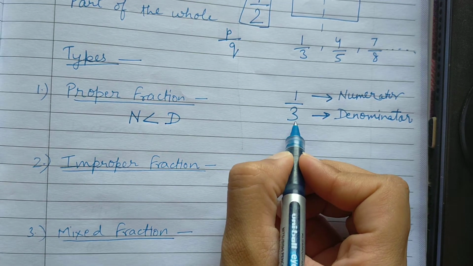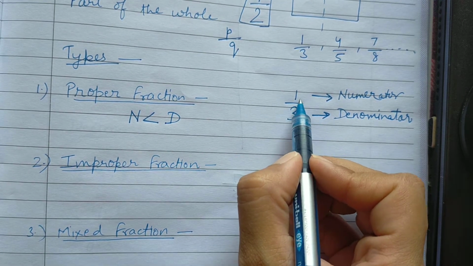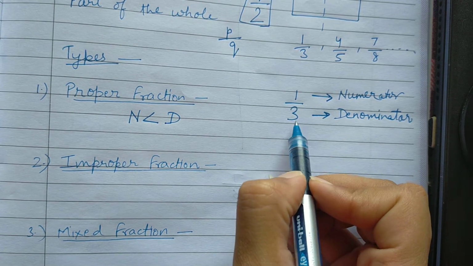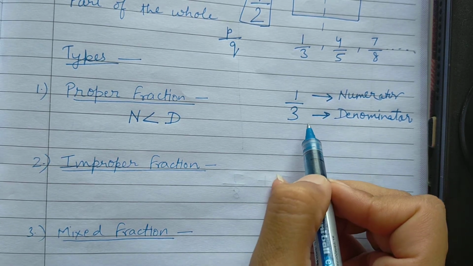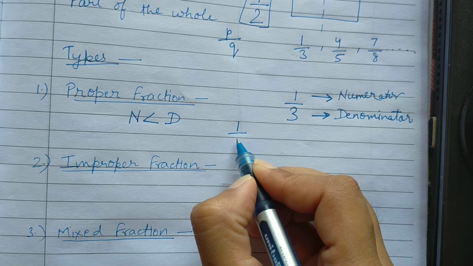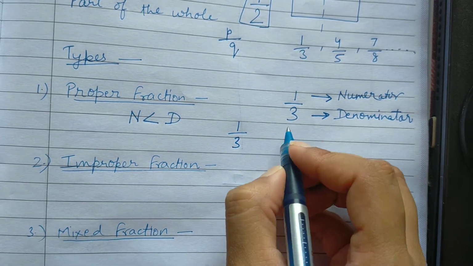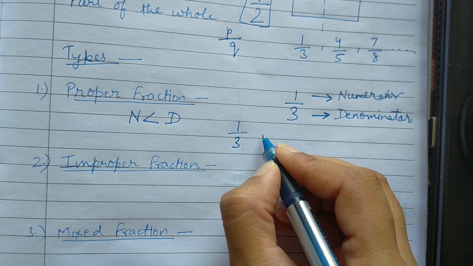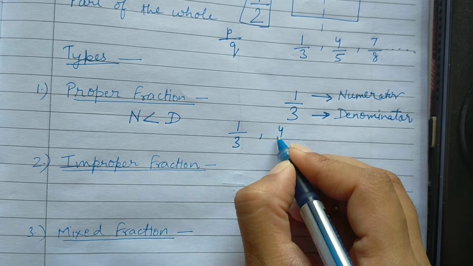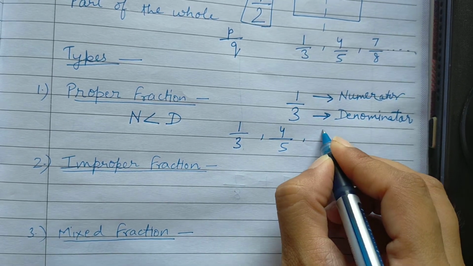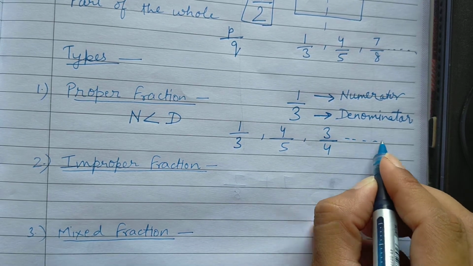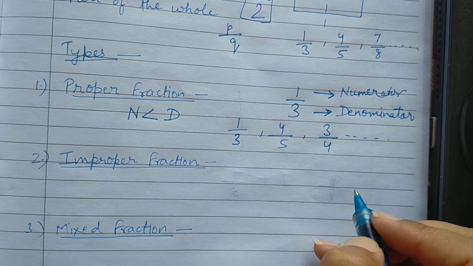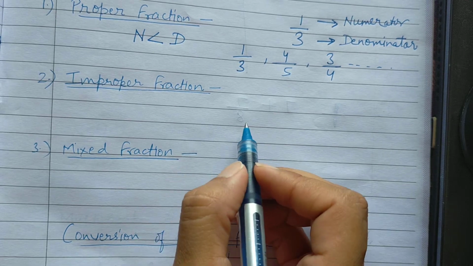For example, 1 upon 3. In this, the numerator is 1 and the denominator is 3. Which is less? The numerator is less than the denominator. So 1 upon 3 is a proper fraction. 1 upon 3, 4 upon 5, 3 upon 4. These are proper fractions.